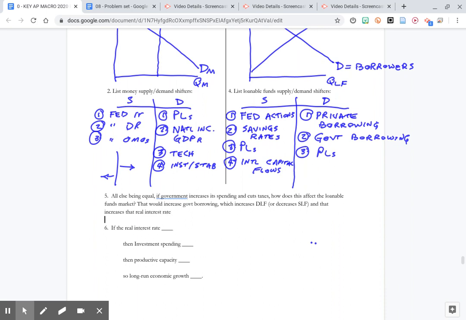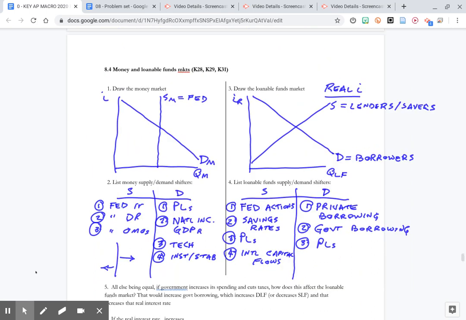Okay. Now, the last question on here, if the real interest rate blank, well, why don't we just use the one that's up here in number 5. If the real interest rate increases, then investment spending is going to decrease. And that actually can affect productive capacity. In the long run, it decreases it because there's less spending on machines and new construction. And that slows down or decreases economic growth rates. So this is a really important chain that you may see questions about on the AP Macro exam. Hopefully you were able to analyze all of this and do okay. I'll see you next time.